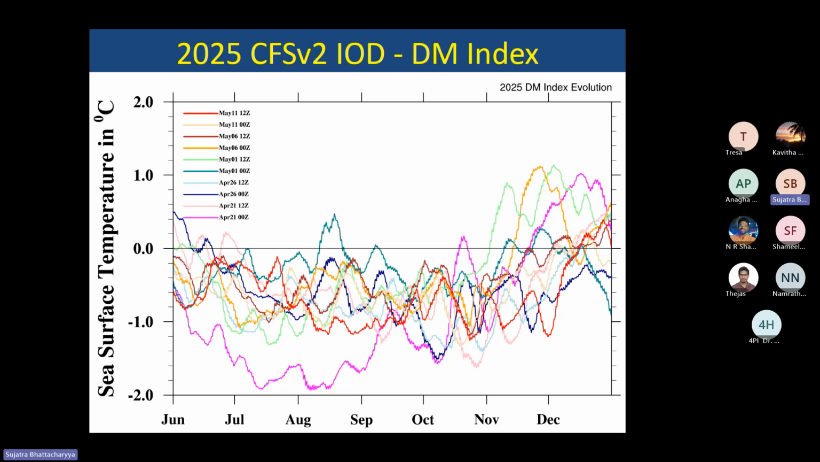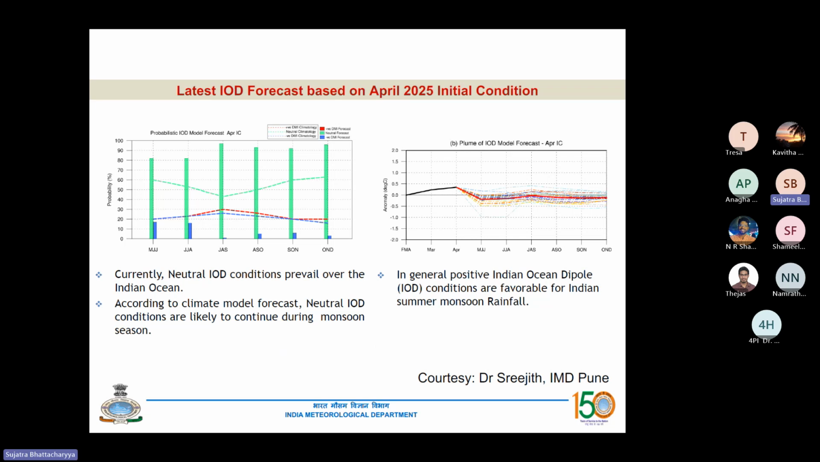For example, this is the observation, and this is from the CFS V2. That also shows what I showed before. And here, the plume also shows that there is a near-zero IOD event. So this is what I have for this simulation-based part. I will stop it here.